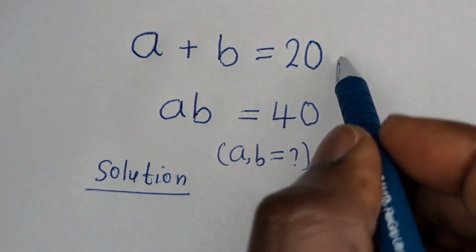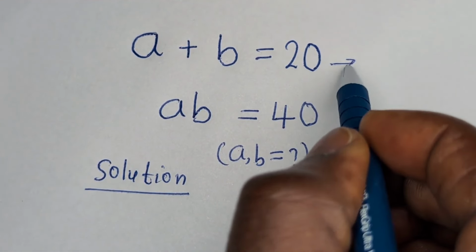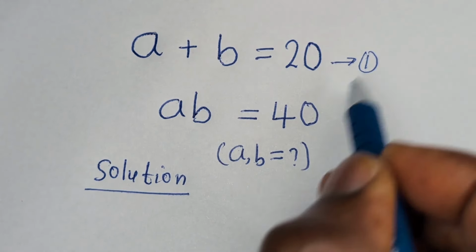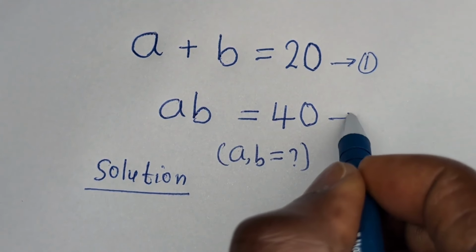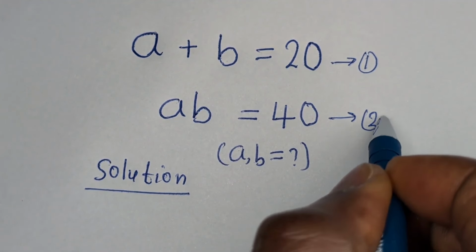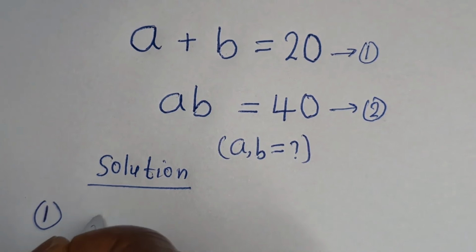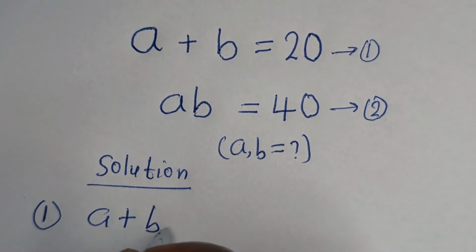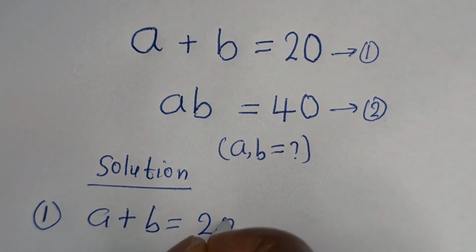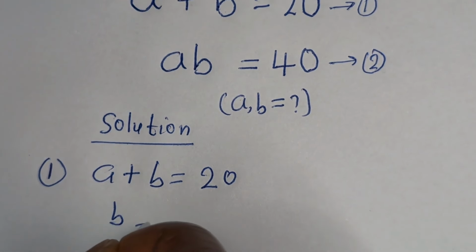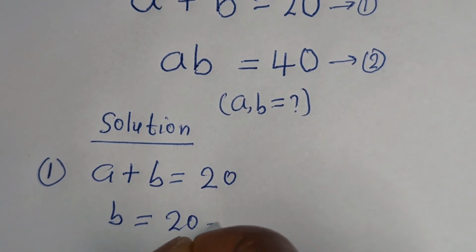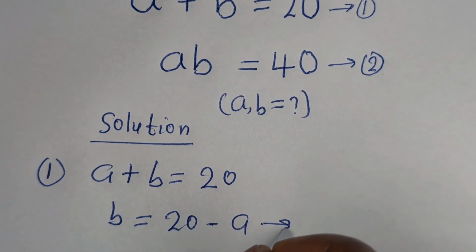a plus b is equal to 20. Let us call this equation 1. ab is equal to 40. Let us call this equation 2. Then from equation 1, a plus b is equal to 20, b is equal to 20 minus a. Let us call this equation 3.